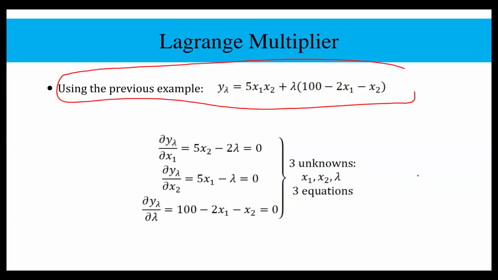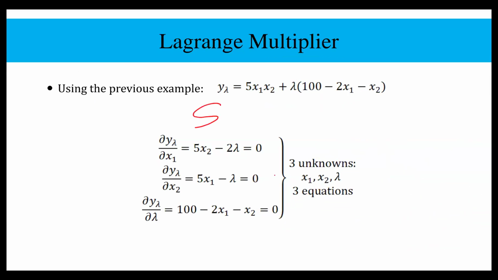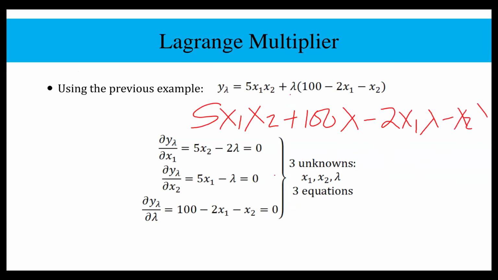Then what you do from here, you can easily FOIL so that you understand your 5x1, 5x2, lambda times 100, you have plus 100 lambda minus 2x1 lambda minus x2 lambda. Everything is equal to 0. Then we start now doing the partials. Let's call this the augmented function for us.